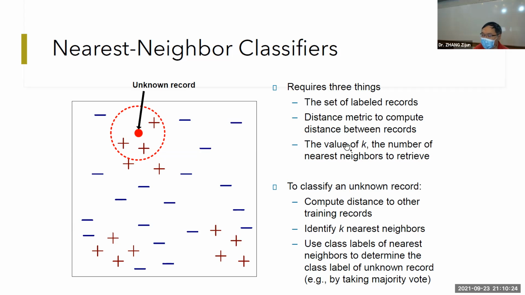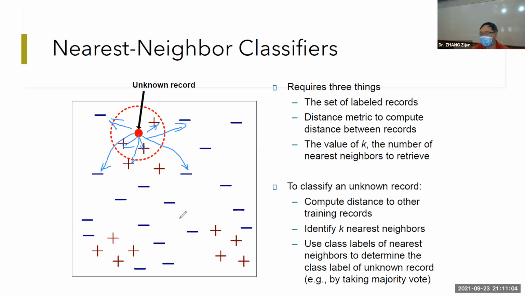Then, after you have all of these things, you are able to classify any unknown records based on the following procedure. First, you compute the distance of the unknown record to all the other training records. For example, here, compute the distance from this point to all the others, to everyone actually. I don't draw all of them, but just give you an example.